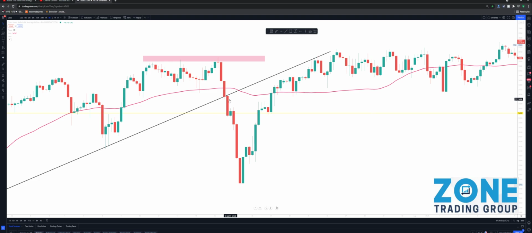Now, if you want to be a little bit ambitious like me, I like to just take the breakout and set my stop loss at structure right here. If it comes back up, if it finds support and comes back up to the yellow line, I get stopped out, which is basically at the 50 SMA.